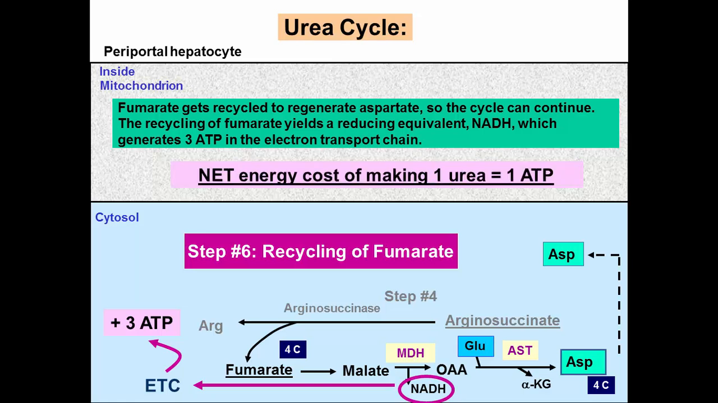So where are we net? The net cost of making 1 urea is 1 ATP. I'd like you to be able to talk through that. We cleave 2 at the first step. We cleave 2 at the rate limiting step.